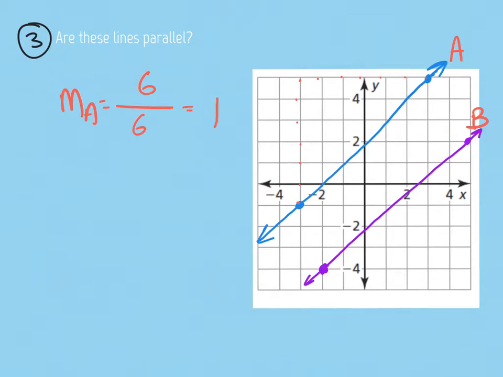Let's check B. My rise is 1, 2, 3, 4, 5, 6, and my run is 1, 2, 3, 4, 5, 6, 7. So my slope of B is rise of 6, run of 7. Those are not equal. So these are not parallel lines. They're clearly not perpendicular either, so these are neither. But the question says, are they parallel? So the answer is no.